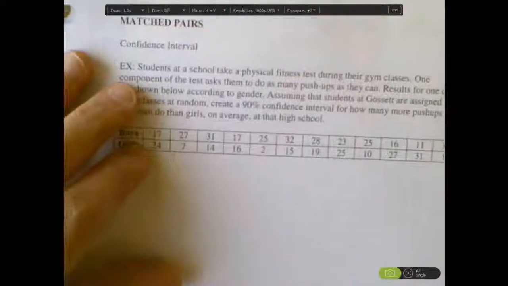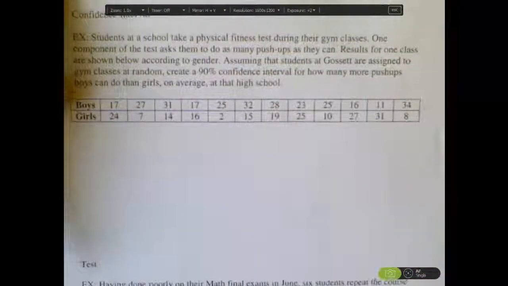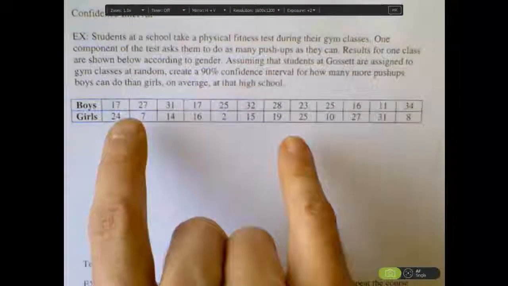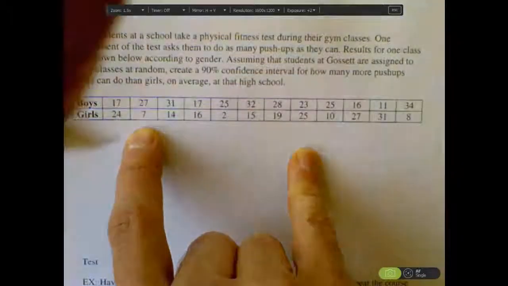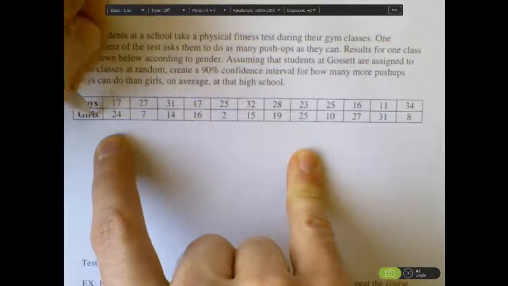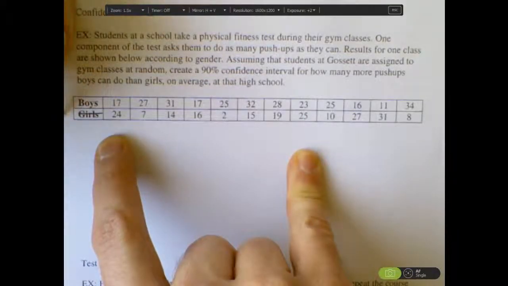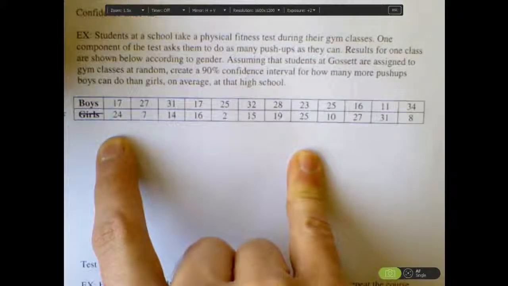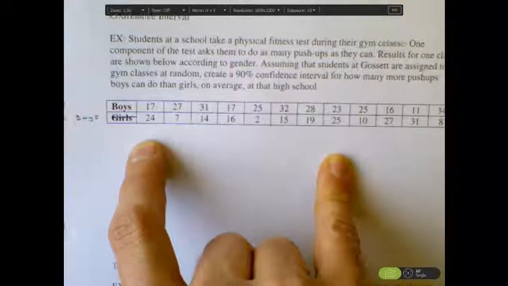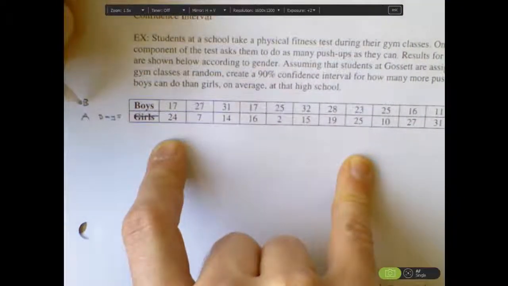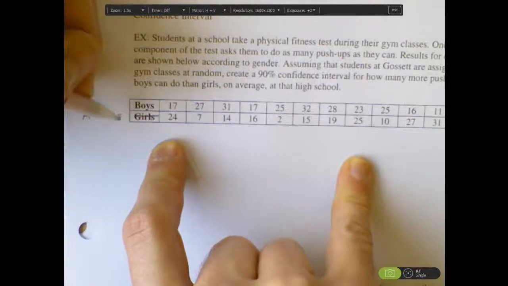Okay, looking at a matched pairs test and confidence interval next. How do I know it's matched pairs? Well, I have kids doing push-ups. This actually is a mistake. This should be boys and boys, like before and after they do an exercise program. The context of this is a little off, otherwise it would be independent. You can't even see what I wrote. This is before and after, so boys and boys.